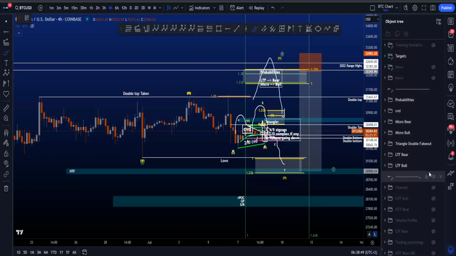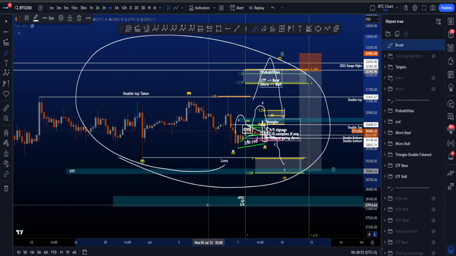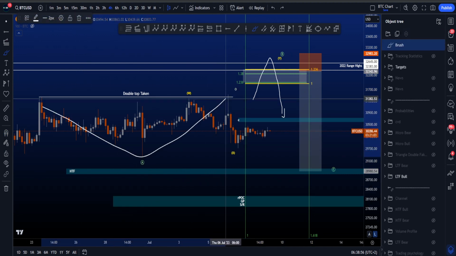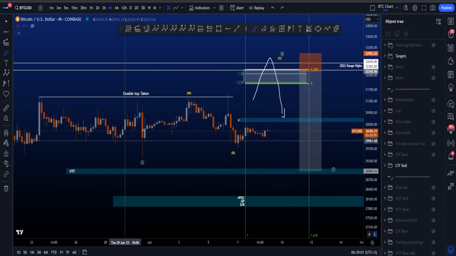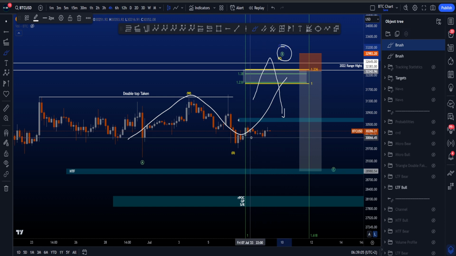Hi everyone, let's go over my low time frame and micro bullish and bearish Elliott Wave scenarios on Bitcoin. Starting with my low time frame bullish scenario, where we're looking for an expanding flat ABC, which means we're still looking for more upside in a WXY scenario inside of the green wave B.